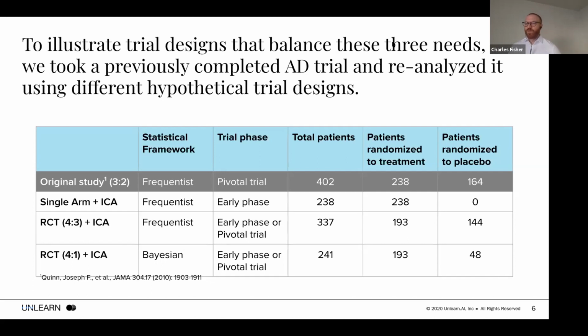And finally, we'll talk about another example of a Bayesian clinical trial design that has a 4-to-1 randomization ratio and uses the intelligent control arm and information about how accurate those digital twins are at predicting placebo outcomes collected from previously completed clinical trials to reduce the number of patients in the trial that need to be randomized to placebo. So this trial has only 48 subjects who are actually receiving a placebo. And as a result is a significantly smaller clinical trial design, again, keeping the same statistical power as the original study.